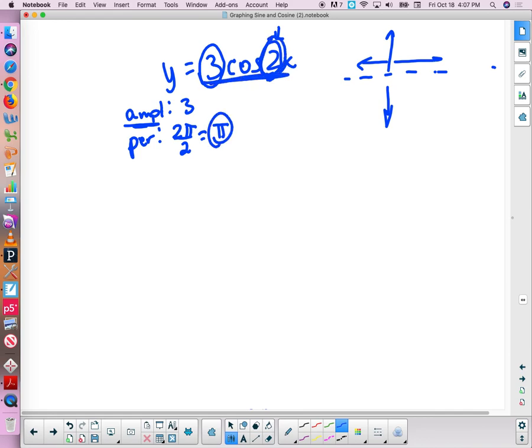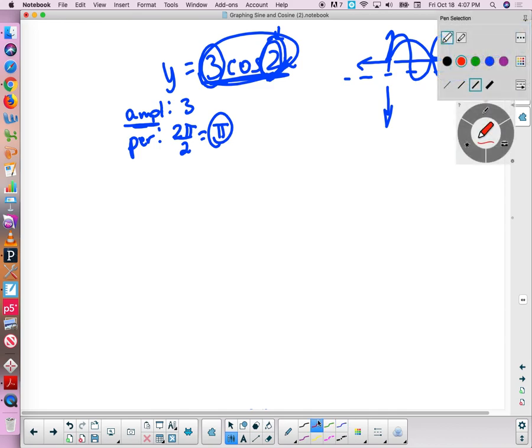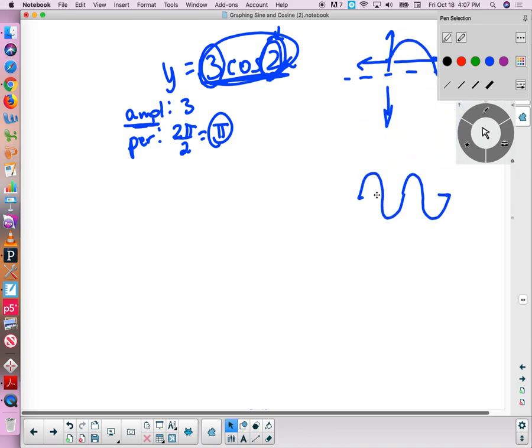It's like double time. Instead of finishing by the time it gets out to 2 pi, this graph is going to be finished by the time it gets to pi, and it's a speedier graph. It's called a horizontal shrink. It's like we shrink that graph in that was a real long, kind of long and lazy.